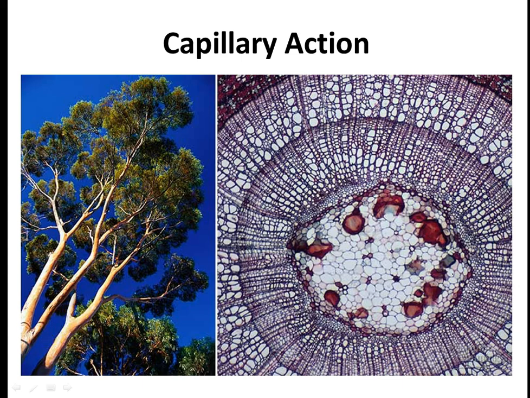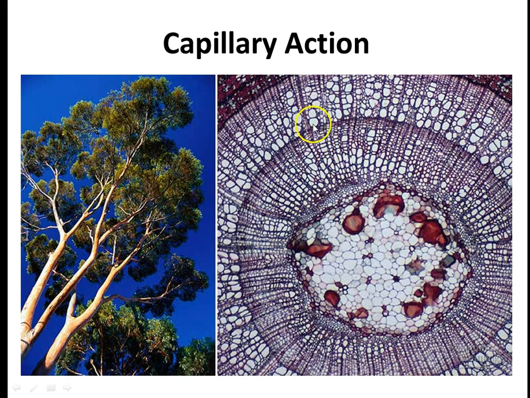A unique property of water is called capillary action. Here you can see a cross section of a tree, and you can see they have these little tiny microscopic tubes, they're almost like straws. What happens is both the adhesion and cohesion properties of water allow water to travel up these tubes.